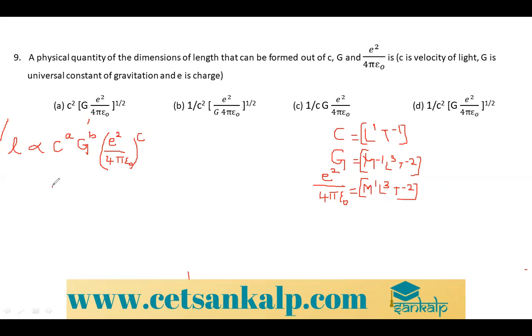So C value, L to the power 1, T to the power minus 1, whole to the power A. Okay, so G, M to the power minus 1, L to the power 3, T to the power minus 2, whole to the power B. So next, M to the power 1, L to the power 3, T to the power minus 2, whole to the power C.